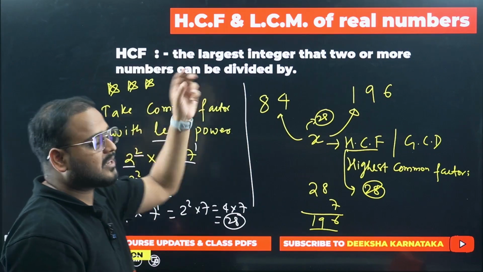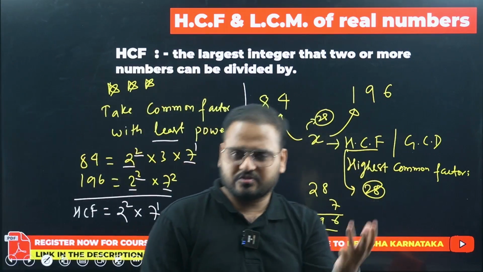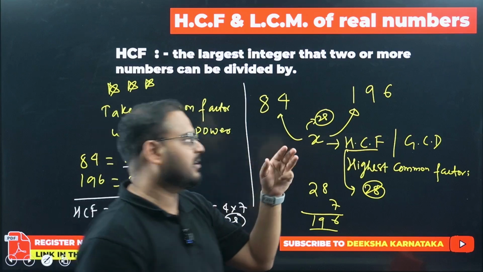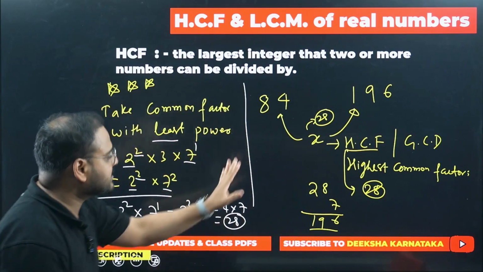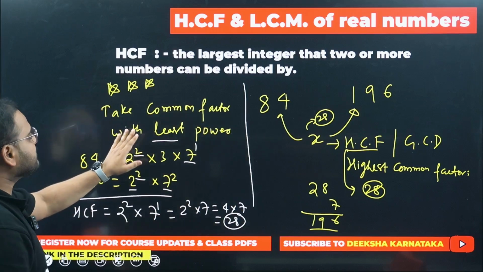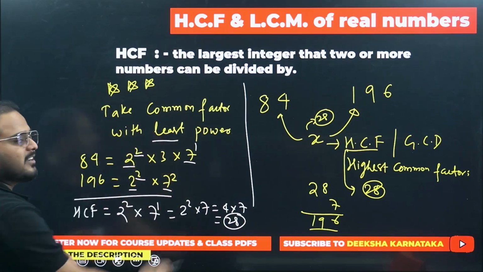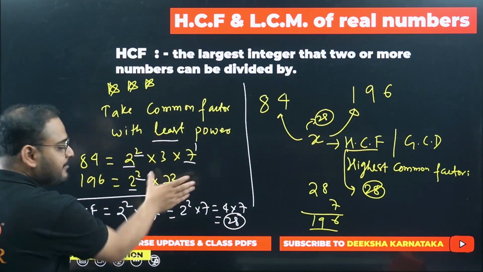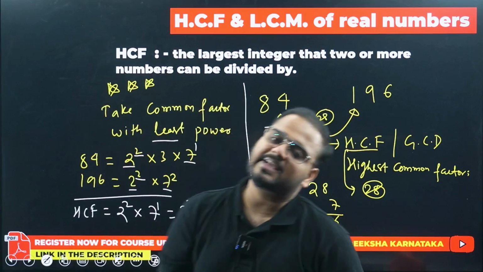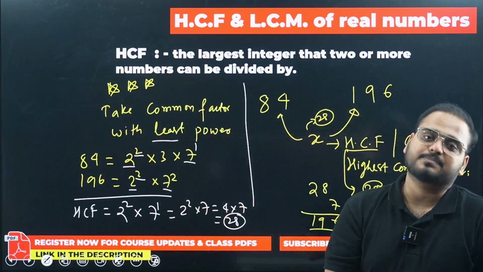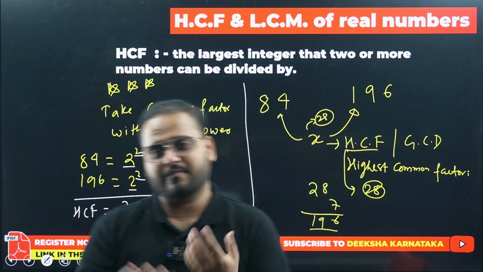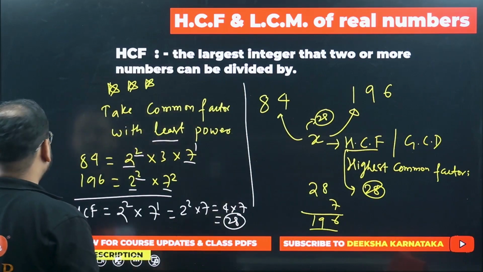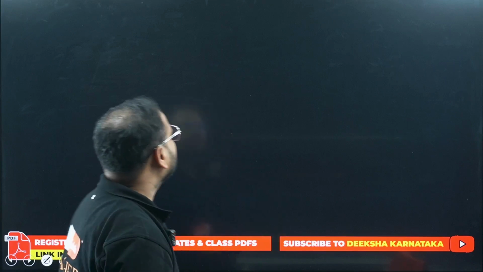The definition of HCF is the largest number that divides both the numbers or 3 numbers, whatever number is given. So the largest number that divides all of them is GCD or HCF. Also, the simplest way to understand is to write the prime factorization, take all the common factors with least power. I hope I have simplified this and this will help you understand. So let me take a few more examples and we'll see how we can apply this.